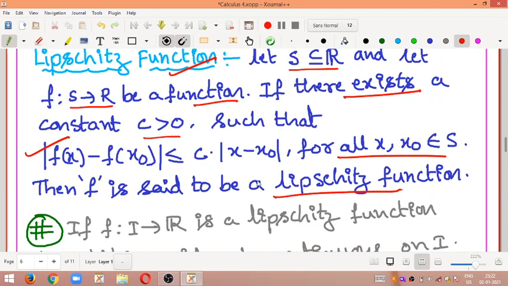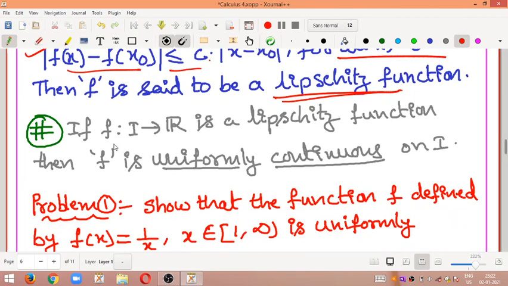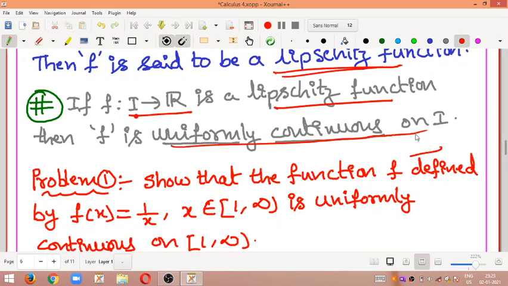When you say that the function is a Lipschitz function, it means there is a constant c greater than 0 such that mod f of x minus f of x naught is less than or equal to c times mod x minus x naught. Then you say that f is a Lipschitz function. Next, if f defined from I to R is a Lipschitz function, then the function is uniformly continuous on I.